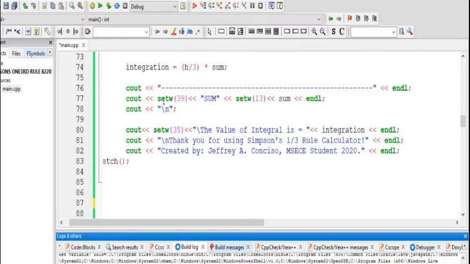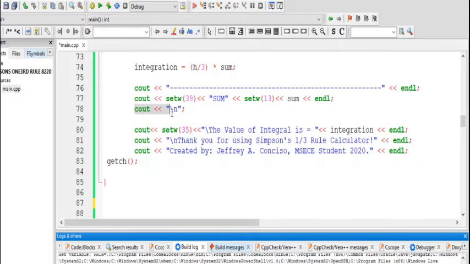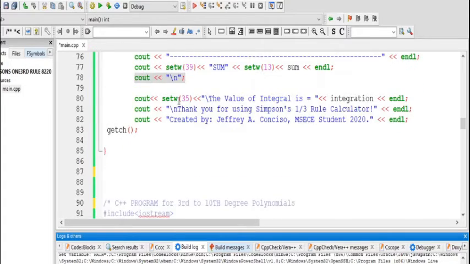We will print out a set W39 for sum, and this is the sum of the Simpsons 1/3 rule. We will create a space between them. We will print out the value of the integral, which is the integration computed here, and then getch(); this will hold the terminal until we press any key.